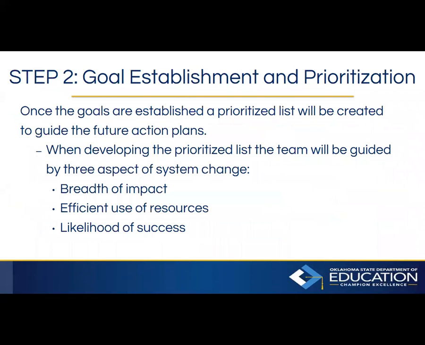Once the goals are established as a prioritized list, they will be used to guide the future action plans. When developing the prioritized list, the team will be guided by 3 aspects of system change: breadth and width of impact, efficient use of resources, and likelihood of success.